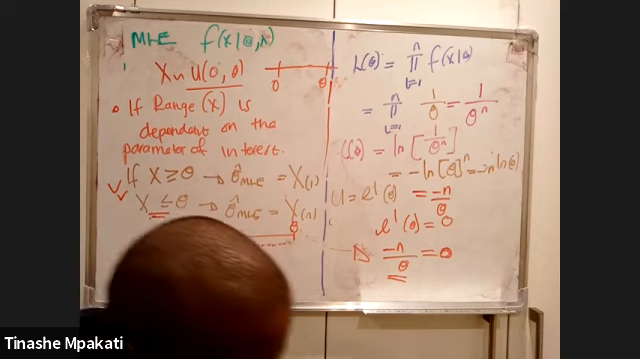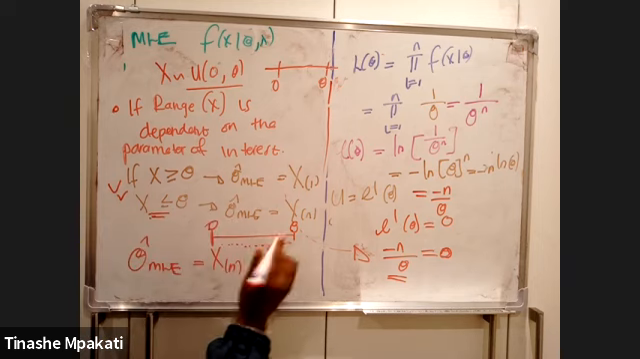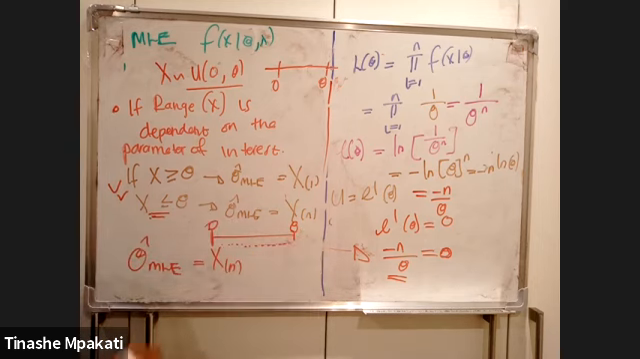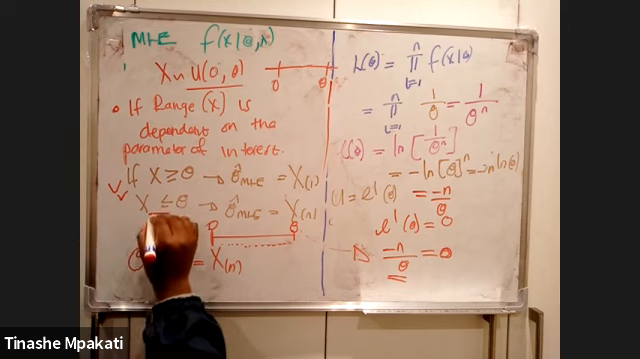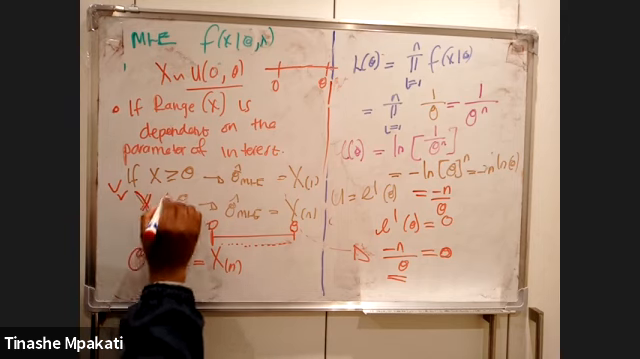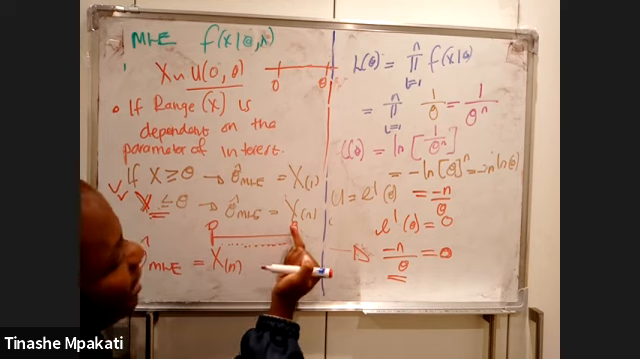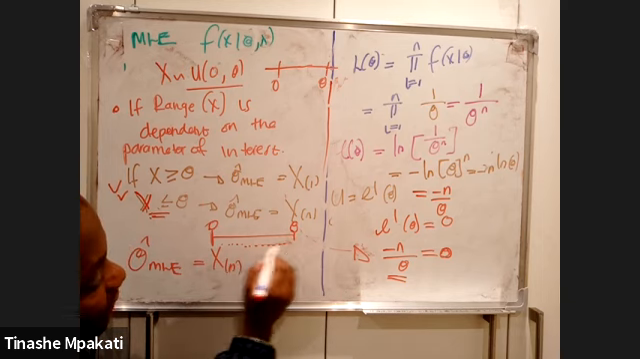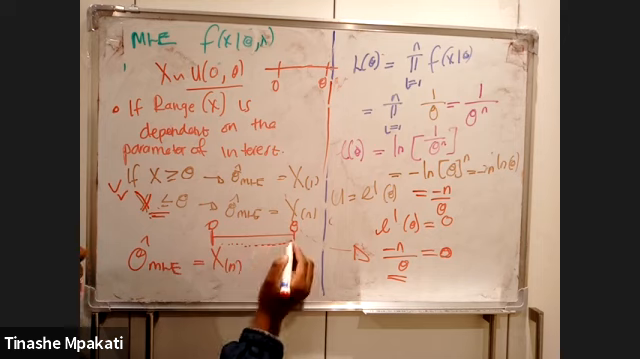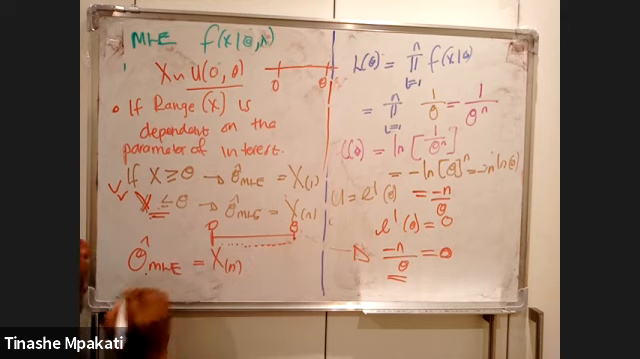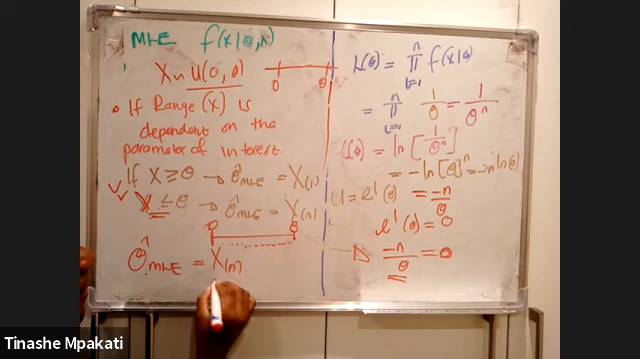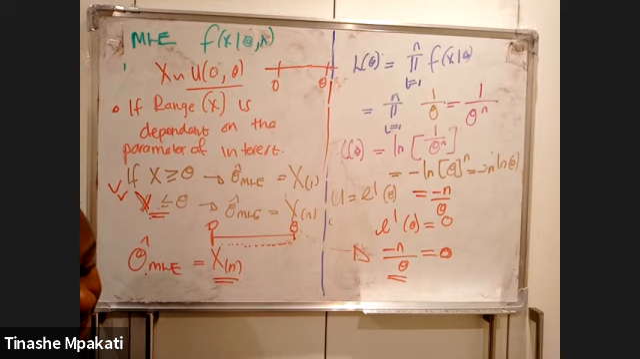And in this case, as you can see, all these x's are here, meaning they are less than this theta, the parameter of interest. So all the numbers that you have here, the x's, will all be below the theta. And once that happens, your MLE will simply be the largest observation in your data.